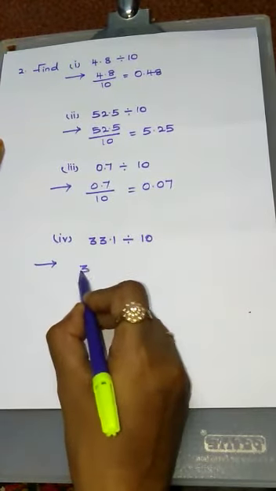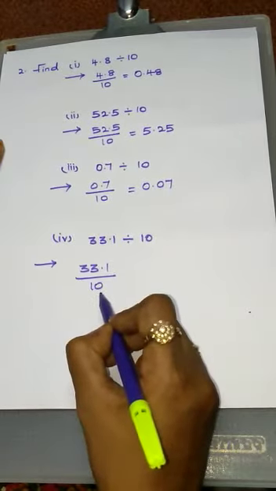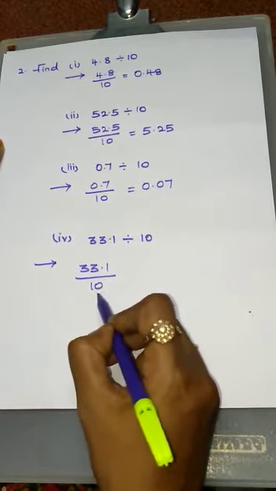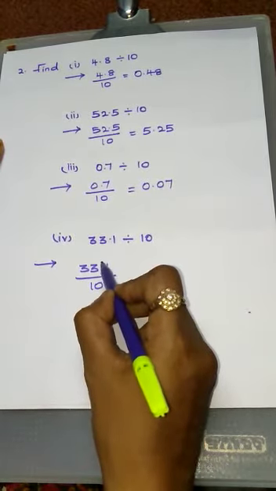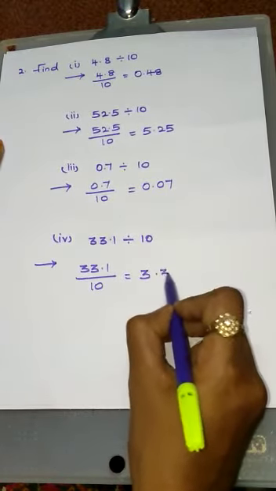Next one, 33.1 divided by 10. The same procedure, we divide a decimal number using the value 10. In 10 we have only one 0. So we have to move the decimal point towards left one place. So the answer is 3.31.